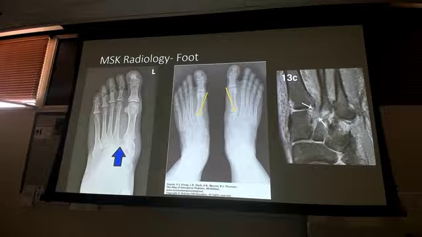MRI. Many of these, not all of them, but many of these injuries will lead to some ecchymosis on the plantar surface of the foot. It's not going to be on the top of the foot. It's not going to be on the dorsal surface. It's going to be on the plantar surface. So look at the bottom of their feet.